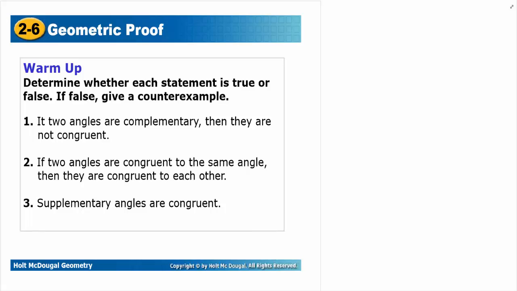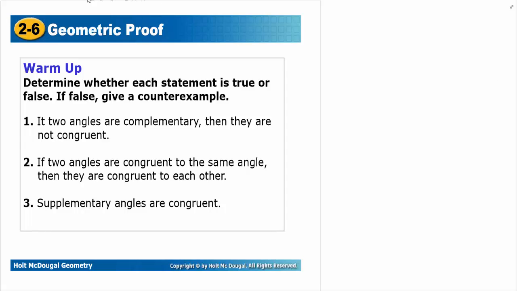Alright, so in the warm-up what we're doing is just simply trying to see if we have true or false statements, and if it's false we need to give a counterexample. So we need to give a specific example either through a sentence using numbers or a specific set of numbers or by drawing a picture. So number one, we're just going to see again, are we dealing with a true statement or not?